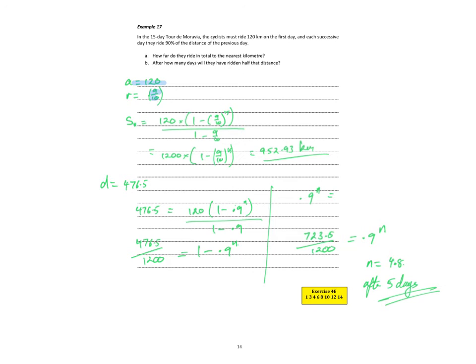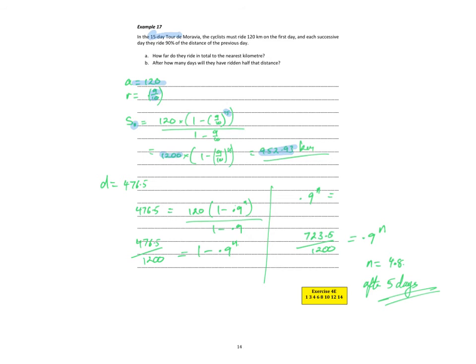How far do they ride? Well, it's a 15-day tour. So S of 15 is going to be a times 1 minus r to the n. I'll use 1 minus because r is less than 1. To the power of 15 all over 1 minus 9/10. 1 minus 9/10 is 1/10. 120 over 1/10 is 1200. And we'll just put it into our calculator and get out near enough to 953 kilometres.